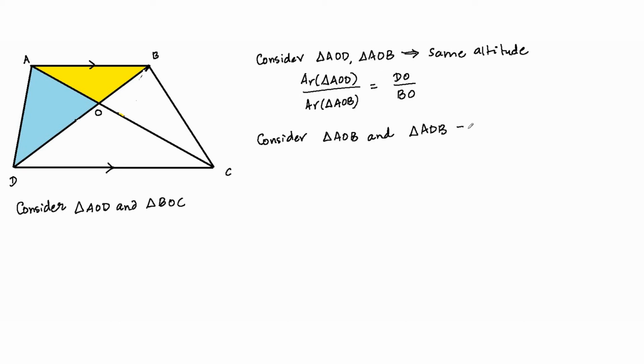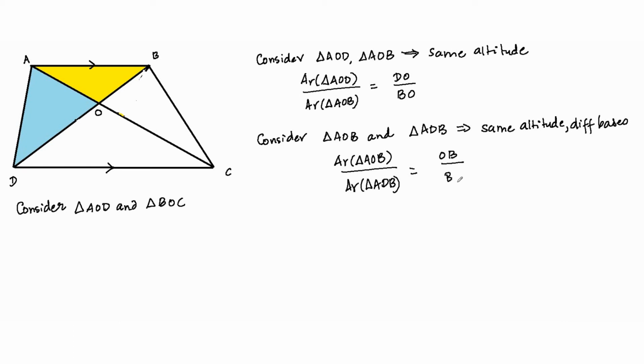So I can say that these two triangles have the same altitude but different bases, and therefore the area of triangle AOB divided by the area of triangle ADB is given by AOB's base, which is OB, and ADB's base, which is BD, right? So it is given by OB upon BD. Now I think I forgot taking one more pair.